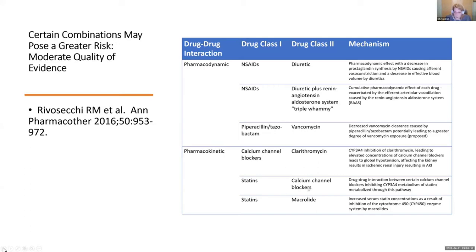We have calcium channel blockers that are also inhibitors of CYP3A4. Some statins are inhibitors or substrates of 3A4.